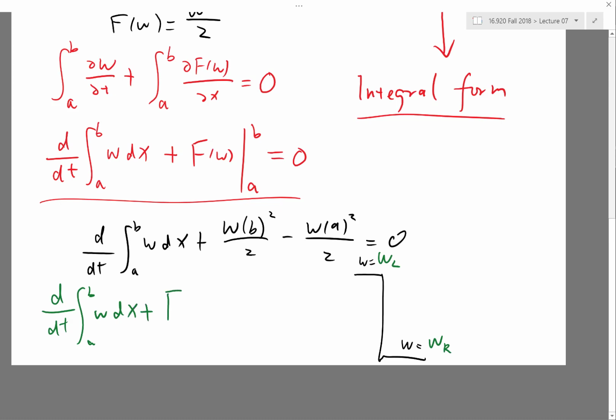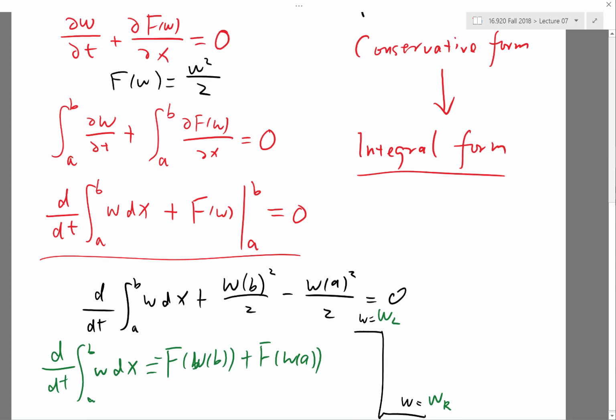Plus F(WB) minus F(WA). Let's actually make this equal to minus this plus this. All right. Okay. In general, before we do further analysis, let's say a little bit about what is the meaning of that equation. Why is it called a conservative form, right? And why is F called flux?